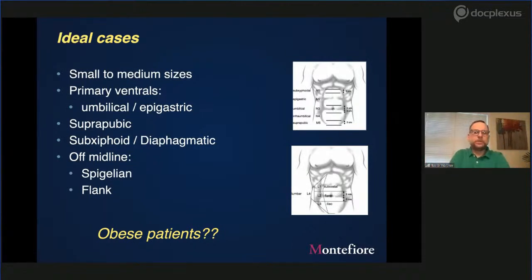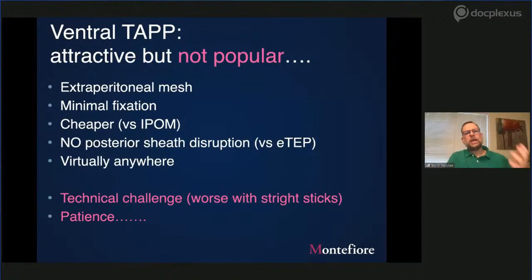It's easier when a patient has a thicker peritoneum. I've seen thin patients with a thick peritoneum and extremely obese patients with a very thin peritoneum. So I don't think that I really agree with obese patients. But why is it so attractive, as I just showed you? It's an extraperitoneal mesh, you don't have all those possible problems of IPOM. You can use a cheap mesh with minimum fixation. You don't disrupt the posterior sheath as you need to do in an E-TEP. You can do it virtually anywhere on the cavity.